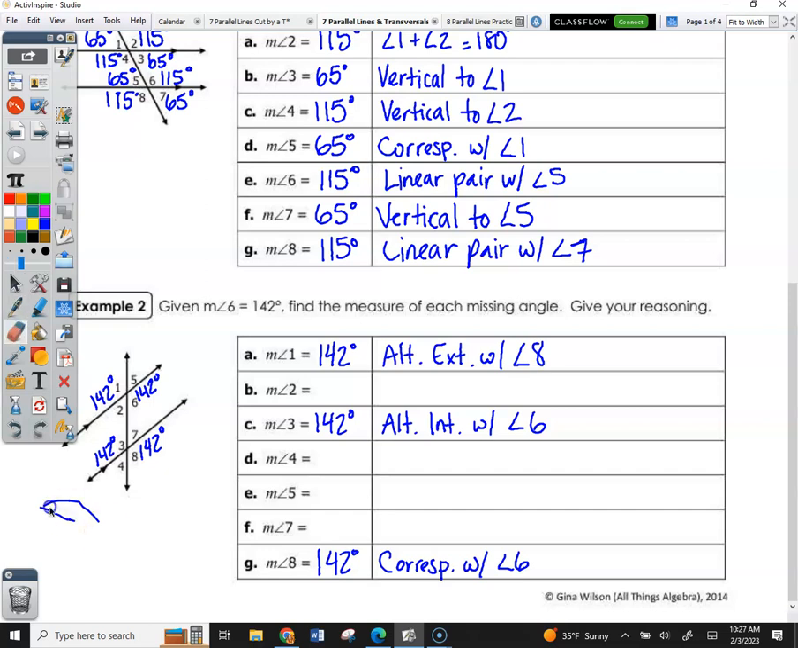I'm trying to have you fill it in. I'm trying to practice with the new vocab words. I think everybody in here is doing well with vertical and linear pair. We need to practice corresponding, alternate interior, alternate exterior, and same side interior.